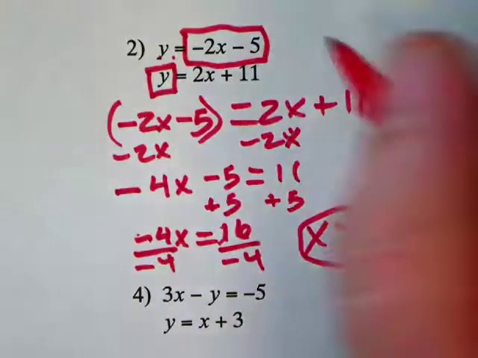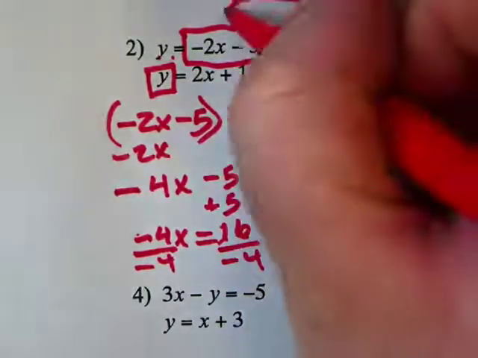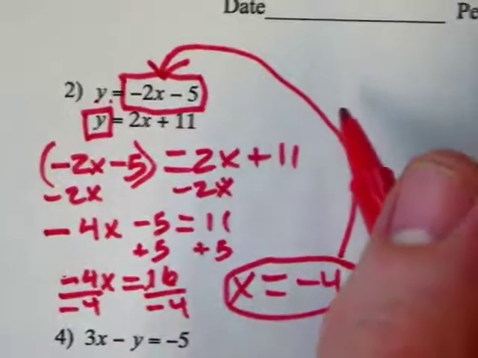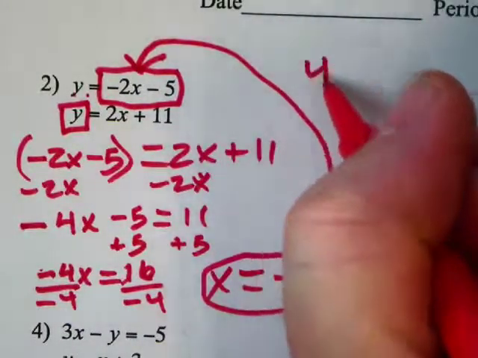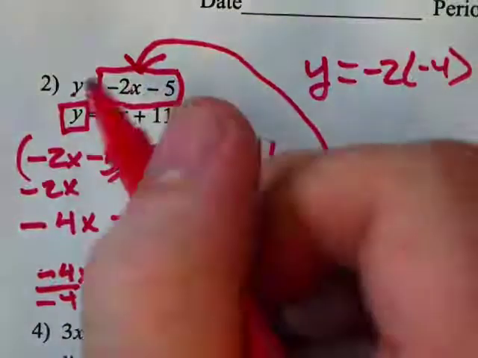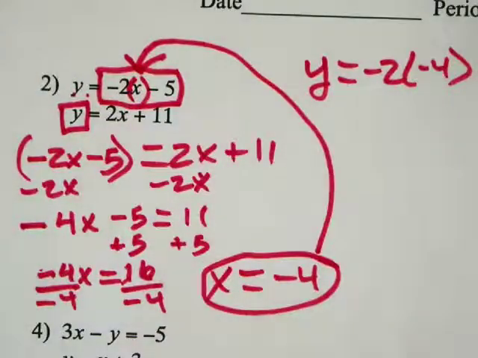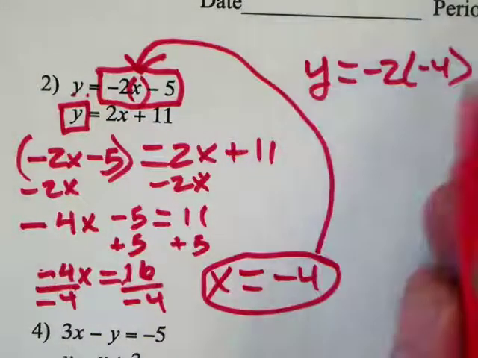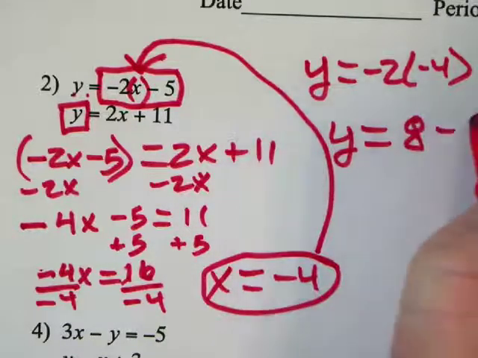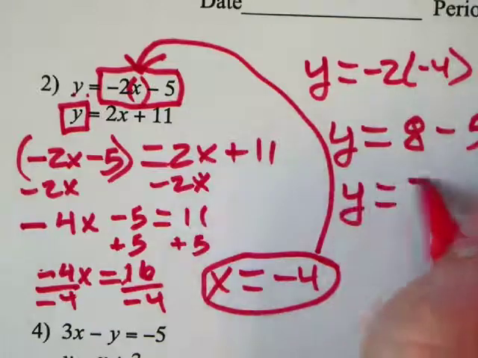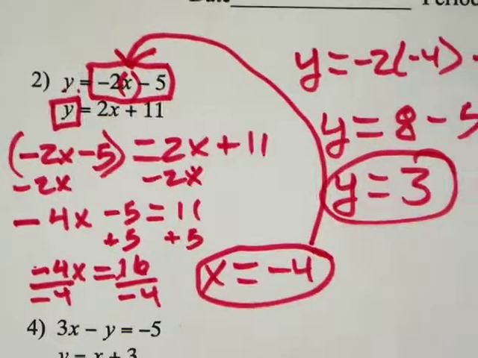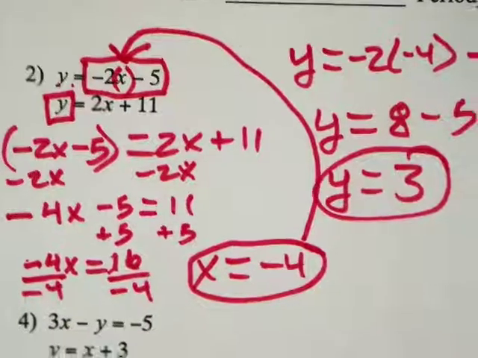I'm not done yet though. I have to plug that back in. It doesn't matter which one you plug it into, but you have to plug it back in. So if I plug it back in there, I say y equals negative 2 times negative 4, because I just put whatever x equals right there, and then minus 5. Well, negative 2 times negative 4 is positive 8, and 8 minus 5 is 3. So I would get negative 4 and 3 for number 2.